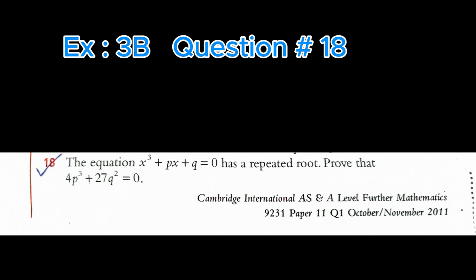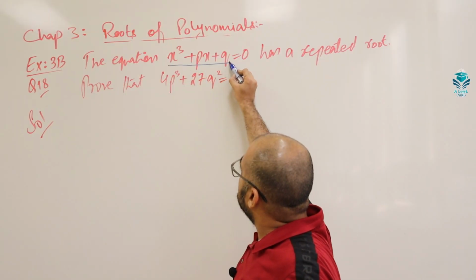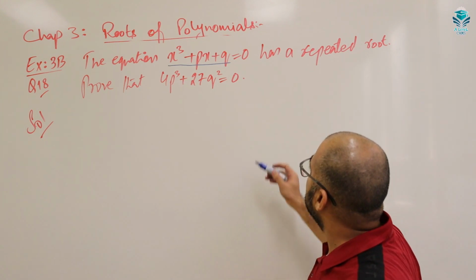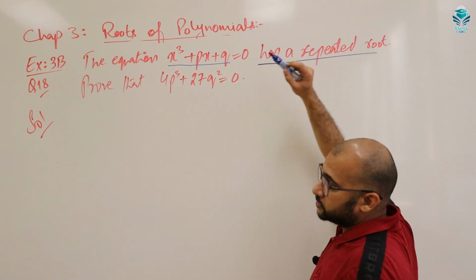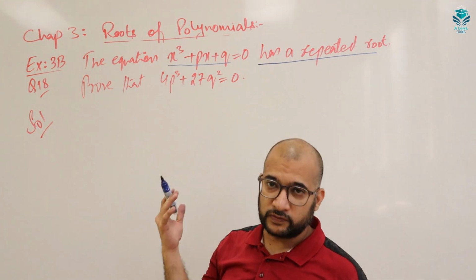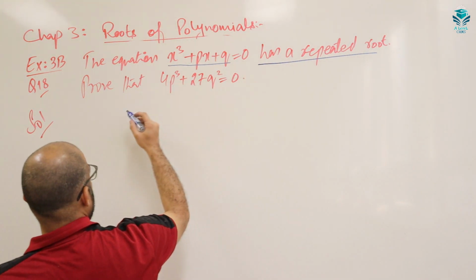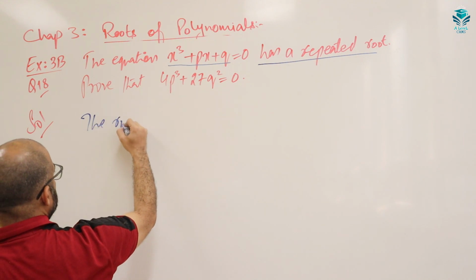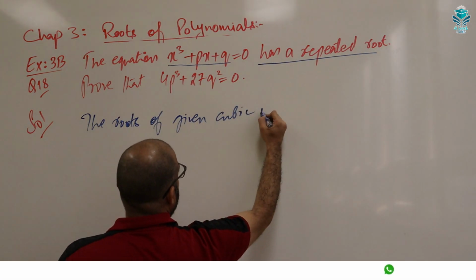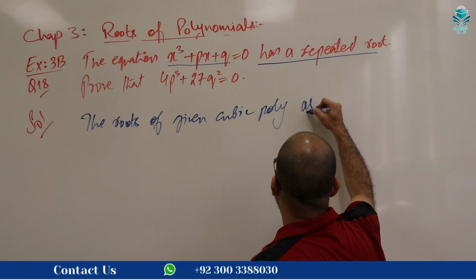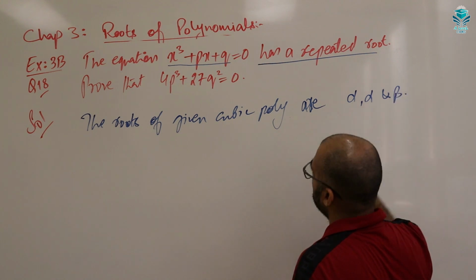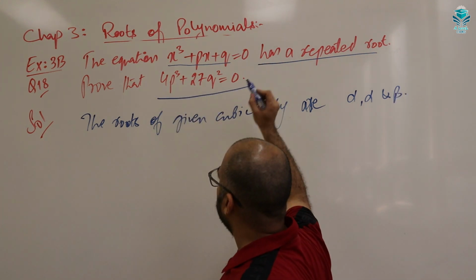We are given a cubic polynomial x cube plus px plus q in terms of p and q, and it is given that one root is repeating. So since by the fundamental theorem of algebra we have 3 roots of this polynomial, according to the given condition the roots of the given cubic polynomial are alpha, alpha and beta. What we have to do, we have to prove it.